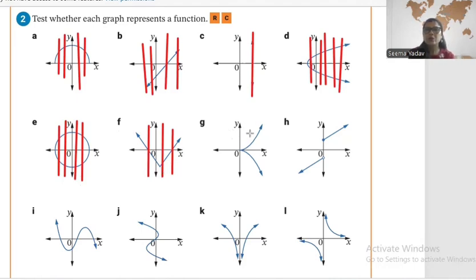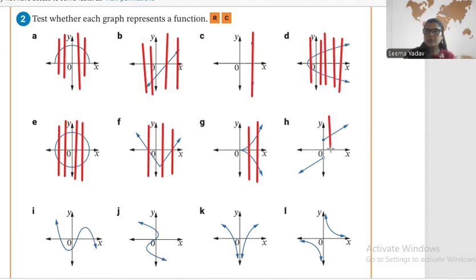Now the next problem. Let's draw a vertical line on this graph. We can see any vertical line will cut this graph twice. More than once means it doesn't represent a function. This graph doesn't represent a function.